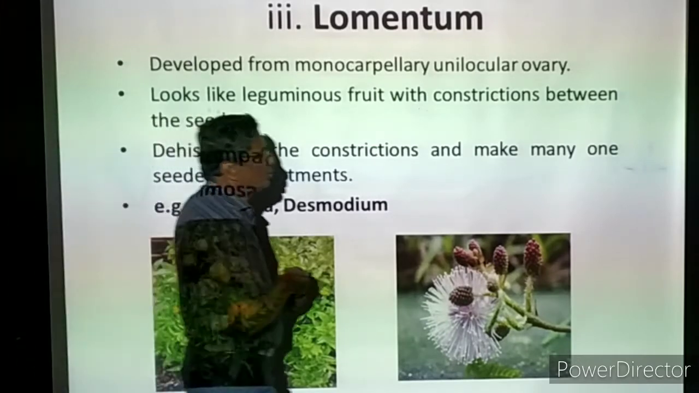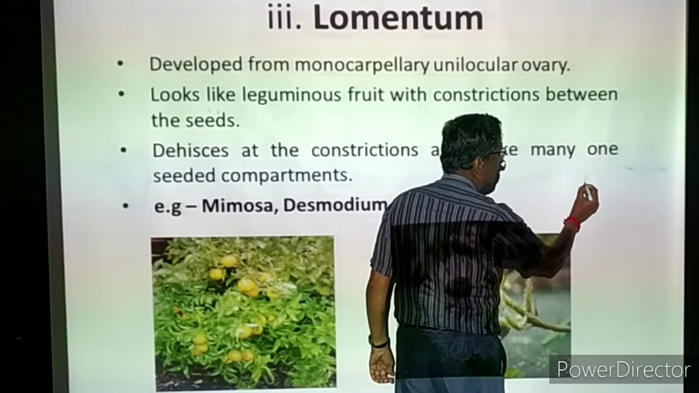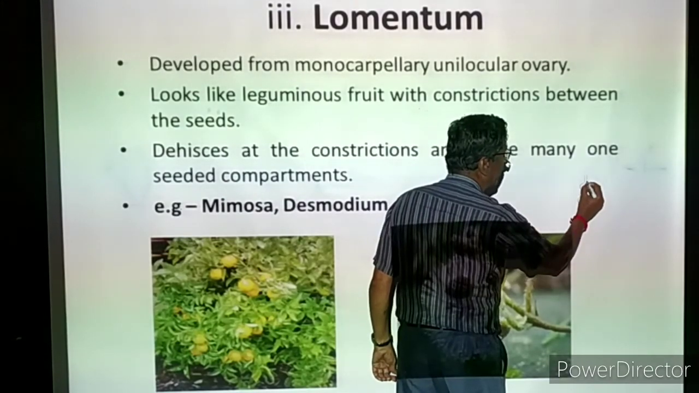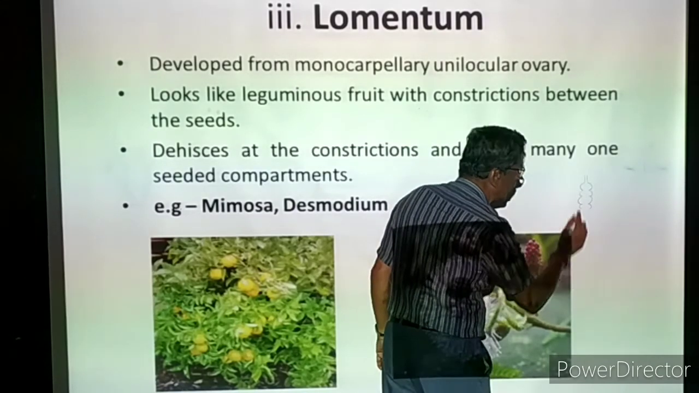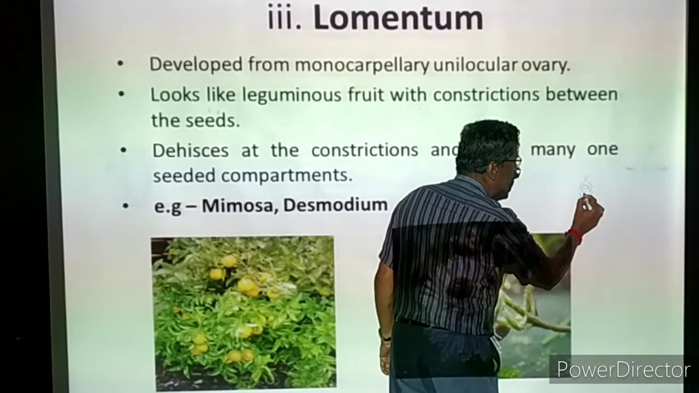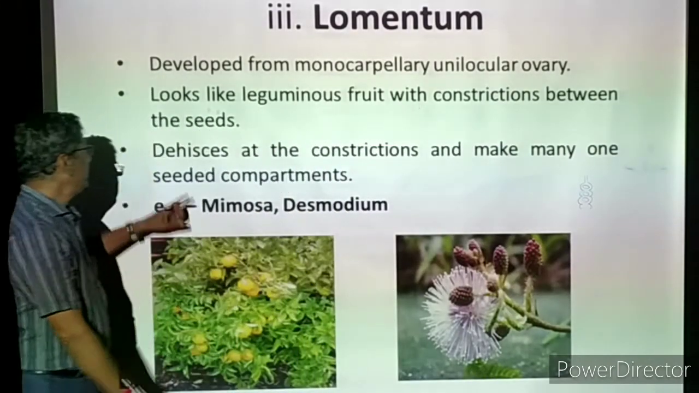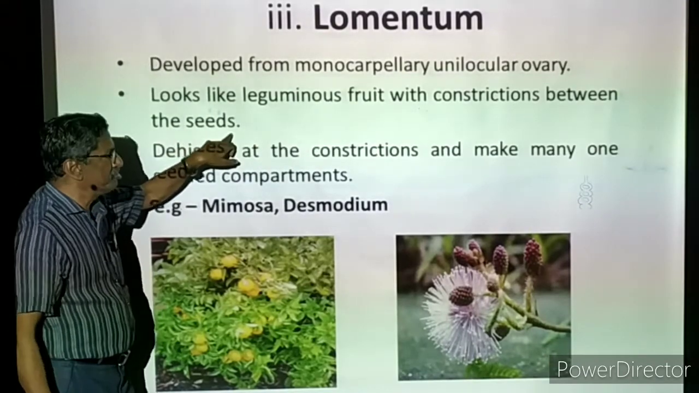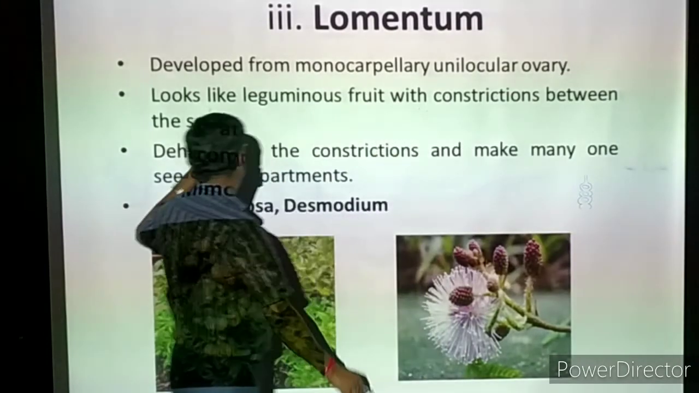But between one seed and the other seed, the pericarp is constricted. Just I'll give one simple diagrammatic representation. Now this is the stalk of the fruit. Now here the pericarp, if you take, a lot of constrictions will be present, like this. This is going on like this. Each one is having one seed inside. This only looks like a leguminous fruit with constrictions between the seeds. Between two seeds, one constriction will be present.